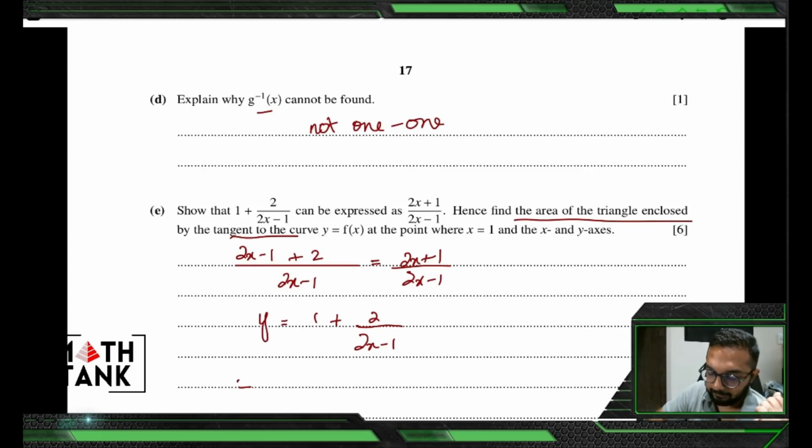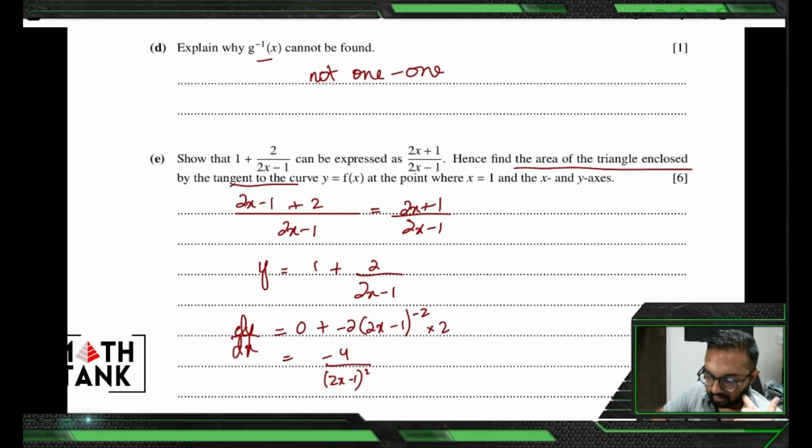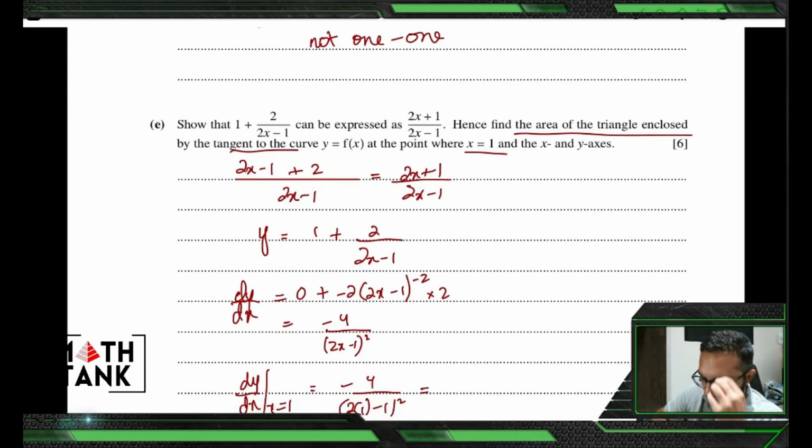So let's just write y. So dy by dx gives me 0, and since I'm differentiating, this becomes minus 2 into 2, so that gives me minus 4 over 2x minus 1 squared, and then at the point where x equals 1, it's minus 4.